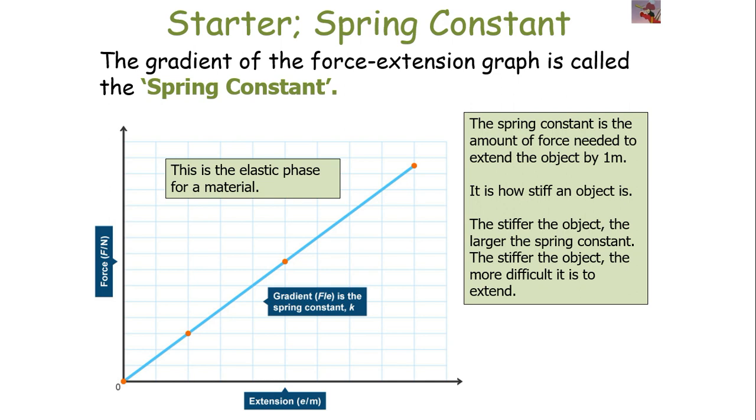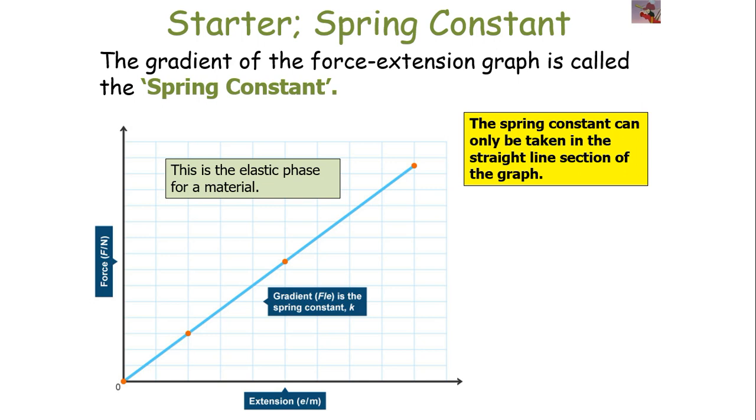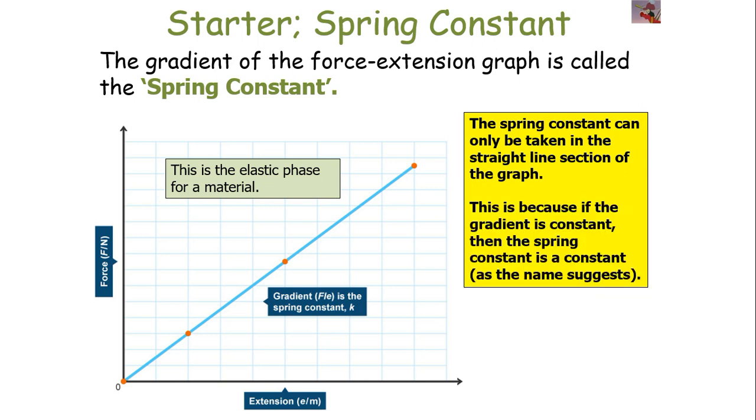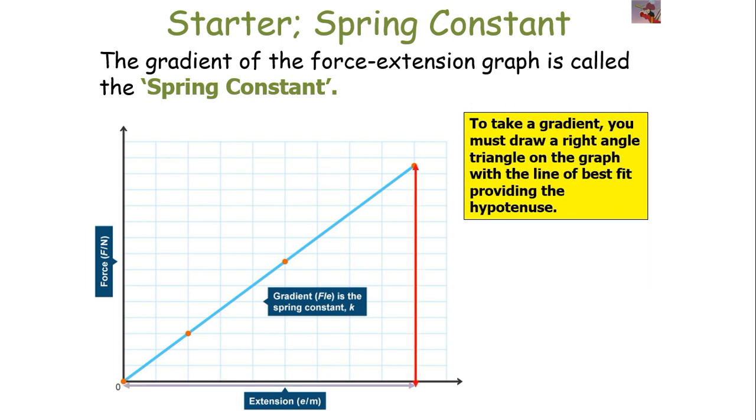So the stiffer the object, the larger the spring constant, the more difficult it is to extend, the more force you would need to extend it by 1 meter. Now, the spring constant can only be taken in the straight line section of the graph because it needs the gradient to be constant, so its spring constant can be constant, as the name suggests.